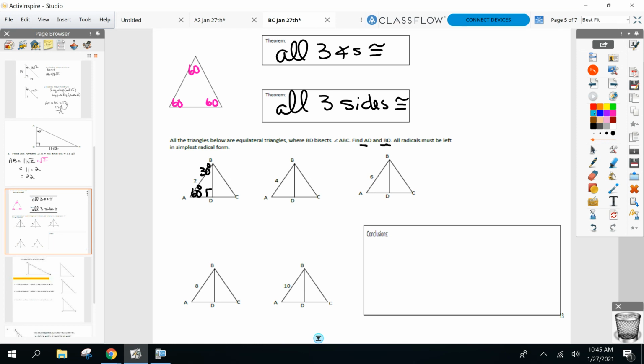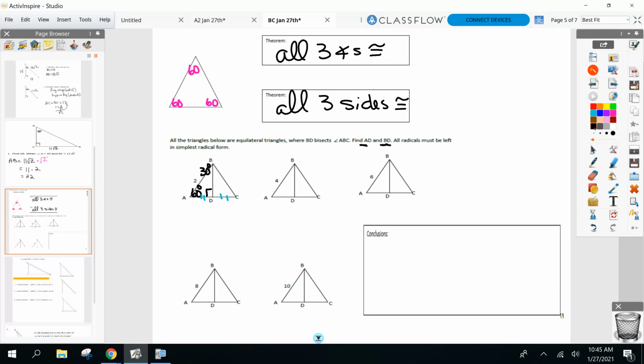Okay, I'm going to let you go on your own now. You can find AD now. It's equilateral, remember. Equilateral, all 3 sides are equal. And I know those 2 pieces are equal. So go. What's AD? What's AD have to be then?